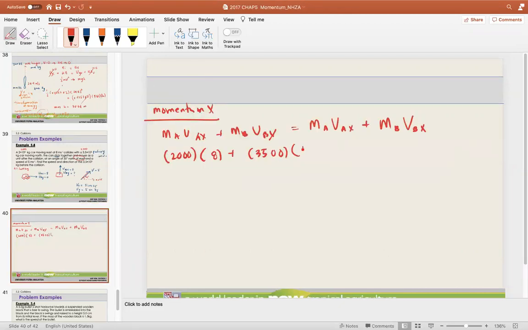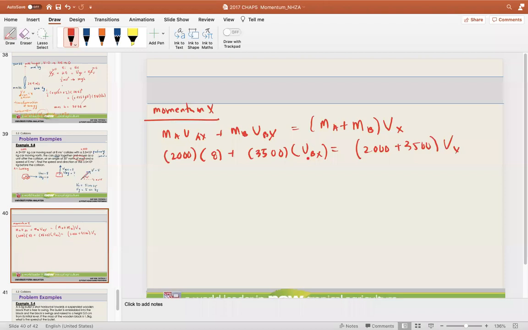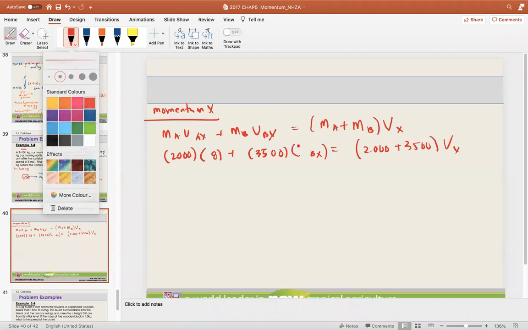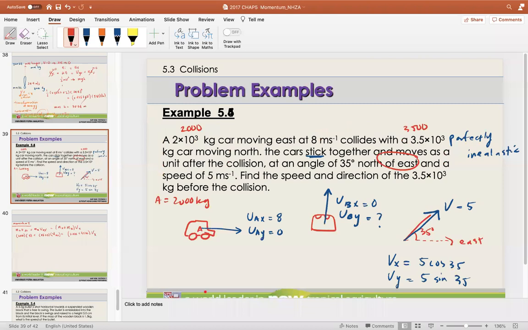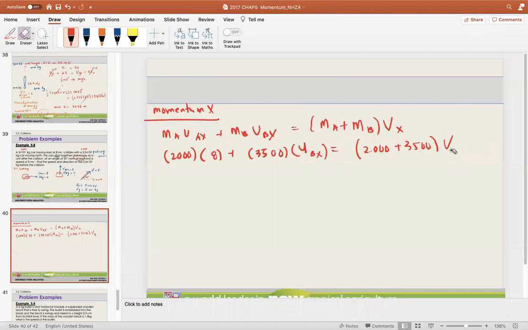Okay, 3,500. UBX is unknown. And then MA is zero. Why didn't anyone correct me? This is perfectly inelastic. Dia tidur. So this is VX. Okay, so 2,000 plus 3,500 Vx. So now I don't know what my UBX is, but I know what my Vx is. This is U, silap. U. Vx we already know, which is 5 cosine 35. So the only unknown I have here is UBX.